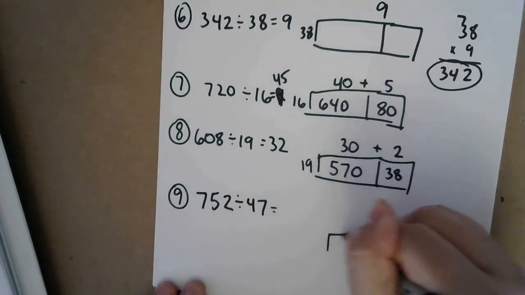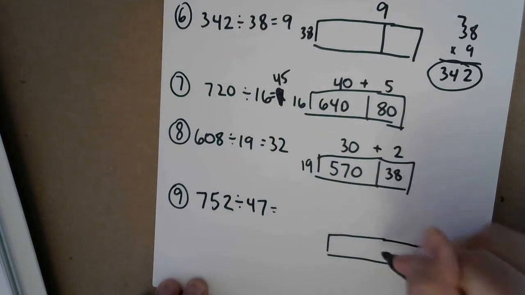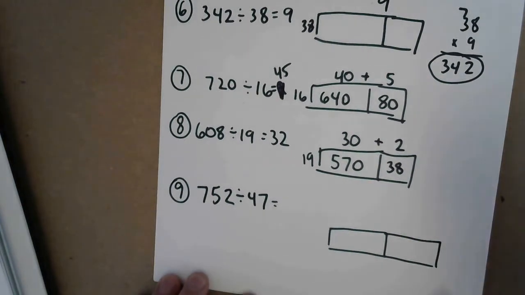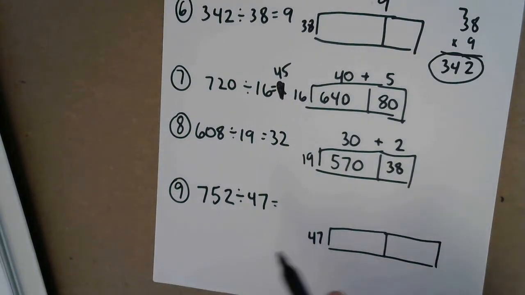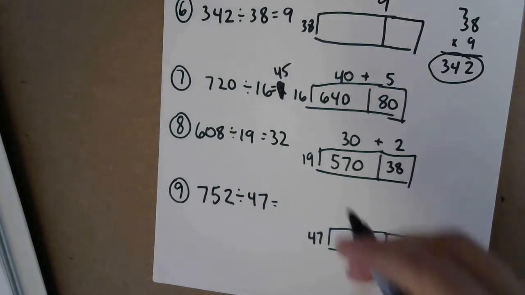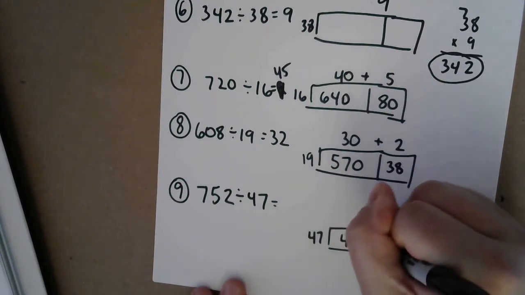The next one is 752 divided by 47. Now again, draw out my model. There it is. I know I have 47 here, so I'm going to keep 47 there. I have 752. I could think about 470, right? That might be good. What if I multiply that times 2? 47 times 2 is 94. That'd be 940. That's too much. Not going to work. So I'm going to keep 470.